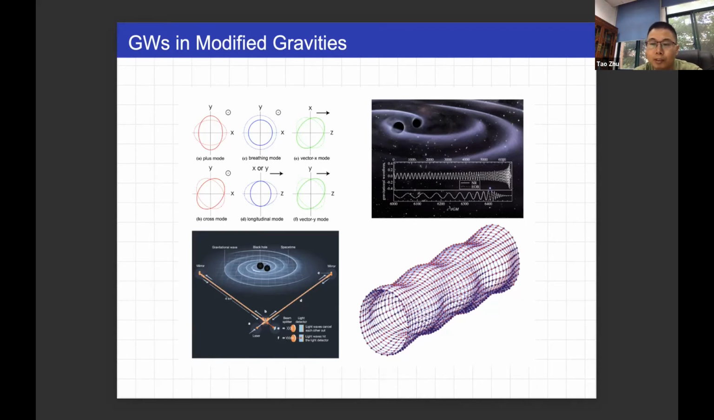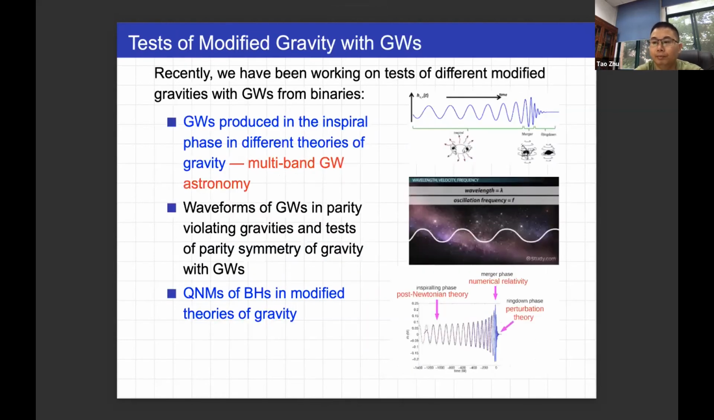With these modifications in GWs, how to detect them or make constraints on various modified gravities using observational data is another important task in the study of modified gravity. In order to test modified gravities with gravitational waves, we need to study in detail how the properties of gravitational waves can be different from those in GR.